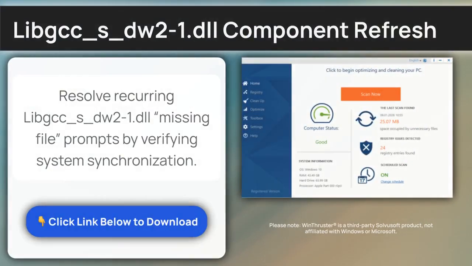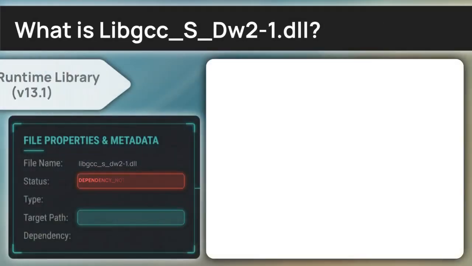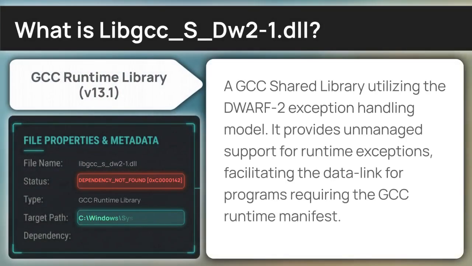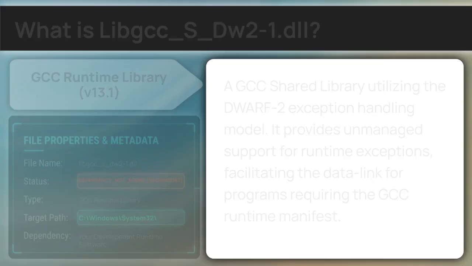This is the libgcc DW21, a GCC shared library utilizing the dwarf2 exception handling model. It provides unmanaged support for runtime exceptions, facilitating the data link for programs requiring the GCC Runtime Manifest. Now that the technicals are covered, let's run the official installer.